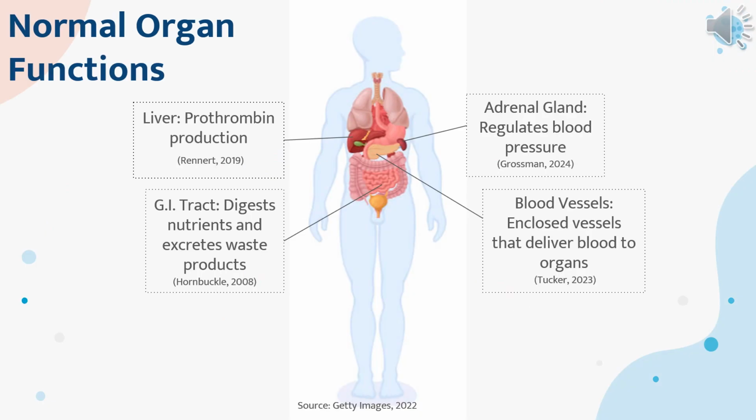These are 4 of the most commonly affected parts of the body. To begin with, the liver is in charge of prothrombin production. Prothrombin is a protein that aids in blood clotting. The GI tract is responsible for digesting nutrients and excreting the waste products. The adrenal gland is responsible for releasing adrenaline and norepinephrine, which play a large role in controlling blood pressure and heart rate. Lastly, blood vessels are small tubes throughout the body that are responsible for the transportation of blood to all of the organs in the body.